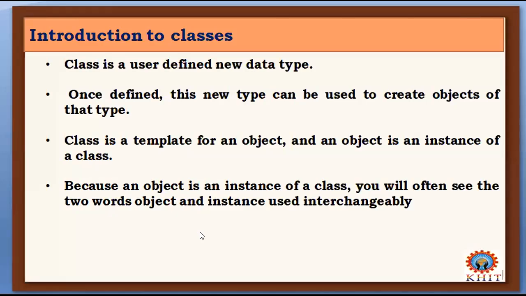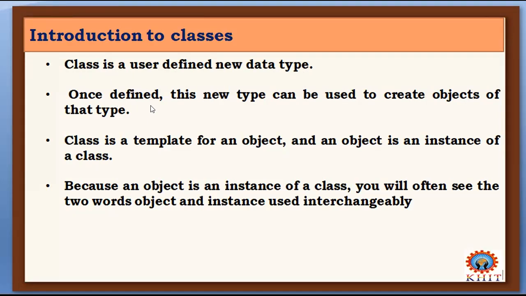So class is a template consisting of all the primitive data types. It is something like derived data types we can call it. So that's why class is defined as a new data type. Once defined, this new data type can be used to create objects of that type. So in general, class contains the properties and methods of a particular object.